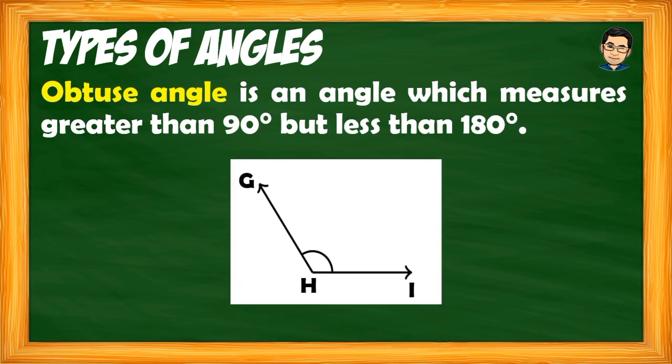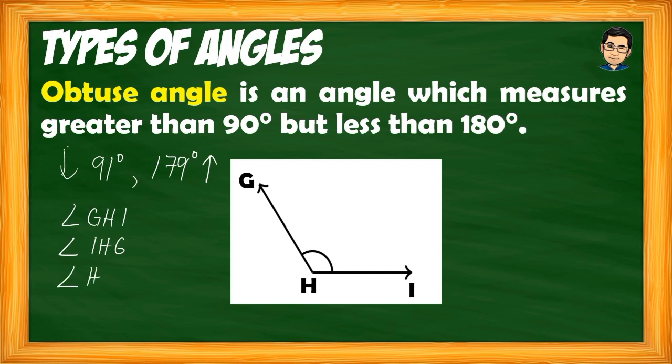So, ayan po. Para siyang nakabend, nakahiga. So, yung sukat niya, ang sabi, greater than 90 degrees but less than 180 degrees. Ibig sabihin, ang pinakamababang sukat, posibleng sukat ng obtuse angle is 91 degrees. And then, yung pinakamataas na pwede naman niya maging sukat is 179 degrees. So, how do we name this angle? Angle GHI, angle IHG, or using the vertex, angle H.